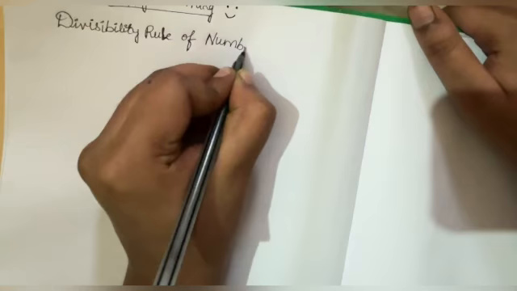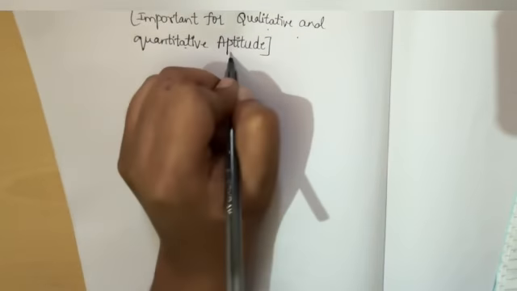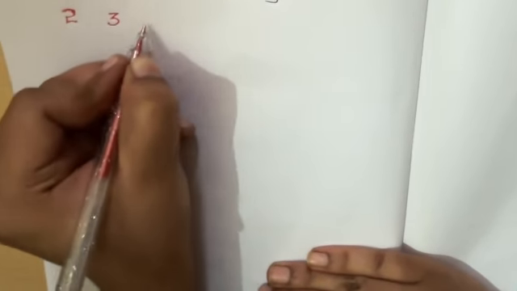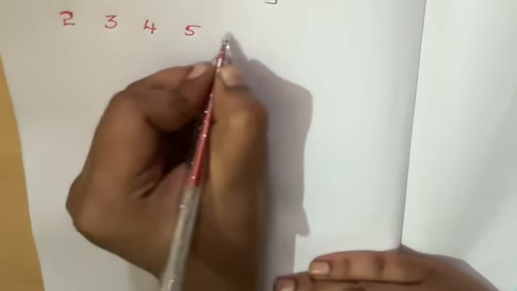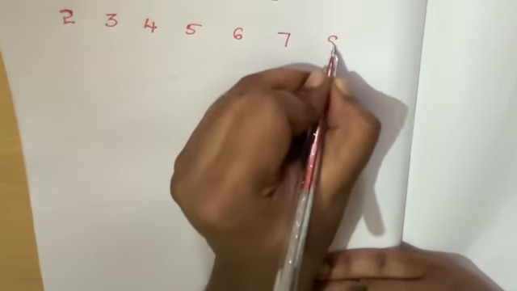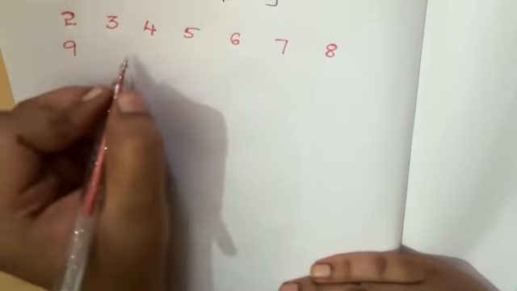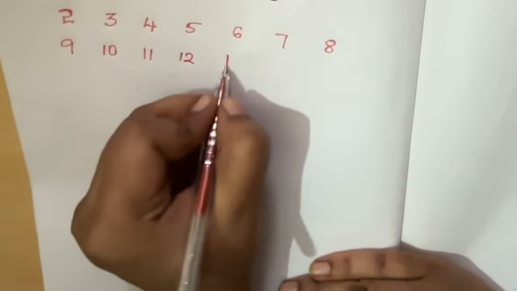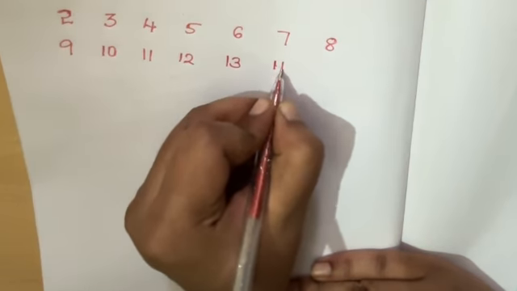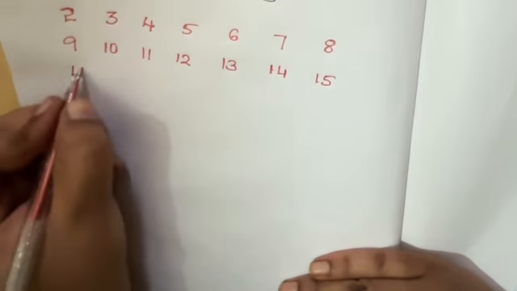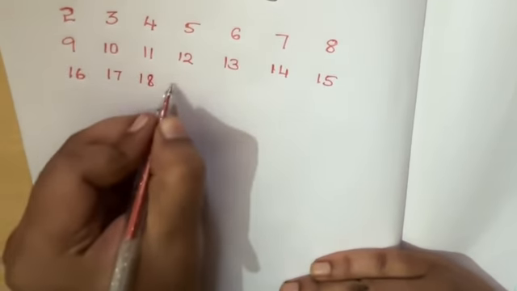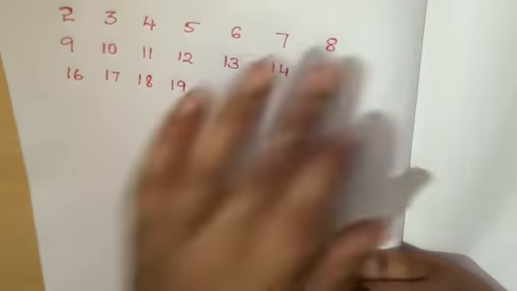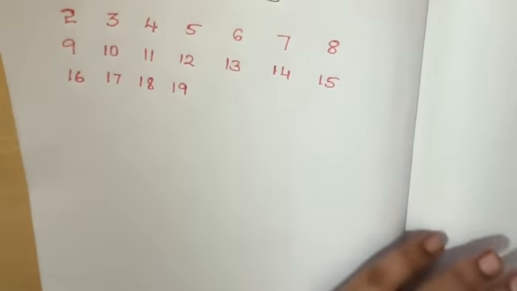Happy learning everyone. Today we are going to talk about divisibility rules of numbers, which are important for qualitative and quantitative aptitudes. First, write down the numbers from 2 to 19, then learn the divisibility rule for each number. We have written the numbers, so now we are going to find the divisibility rule for all of them.